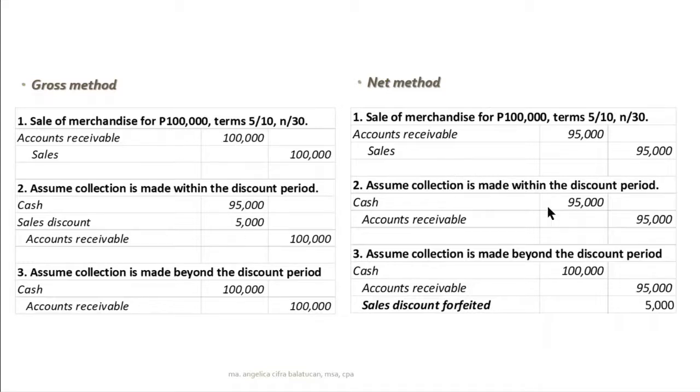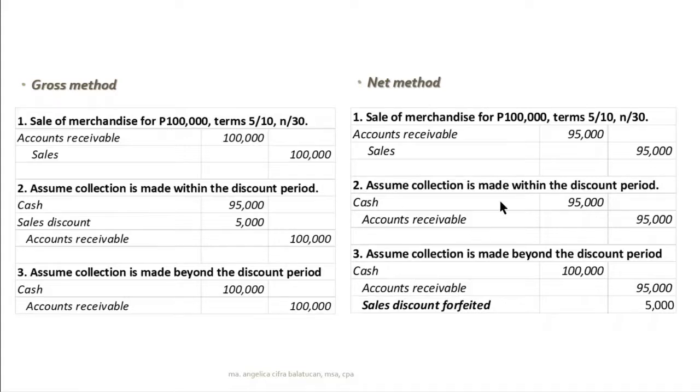For the net method, observe that you automatically close the 95,000. So debit cash, credit accounts receivable. And take note, there is no sales discount. None. Okay, no sales discount. The third one is, assume the collection is beyond the discount period. So there is no discount here, since it was not within the discount period. So debit cash and then credit accounts receivable, which is the total accounts receivable without discount.